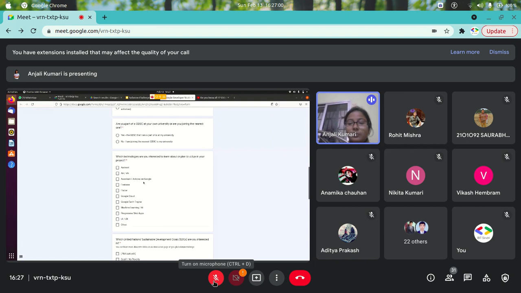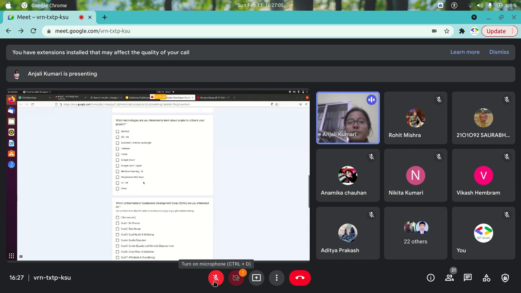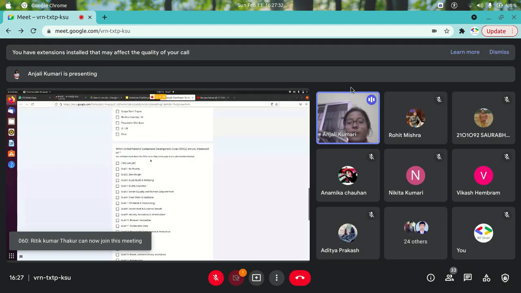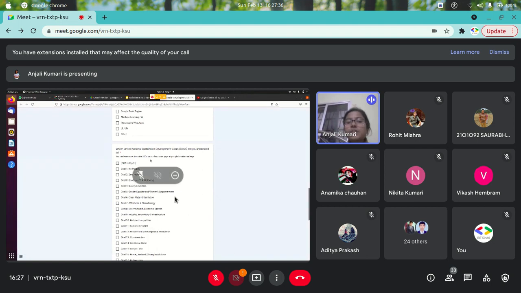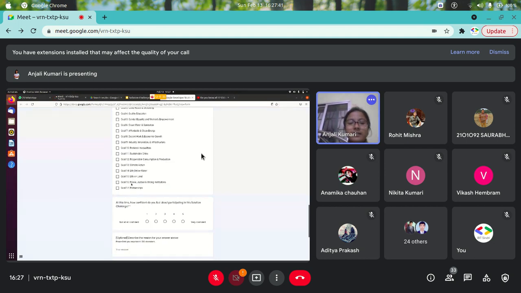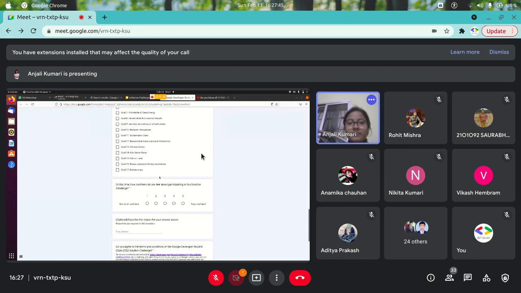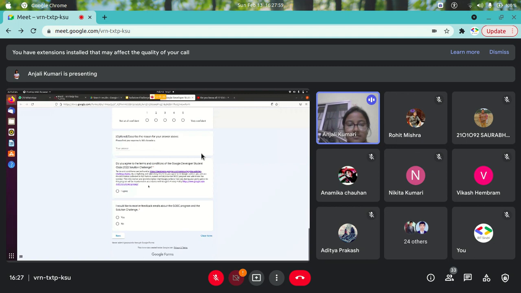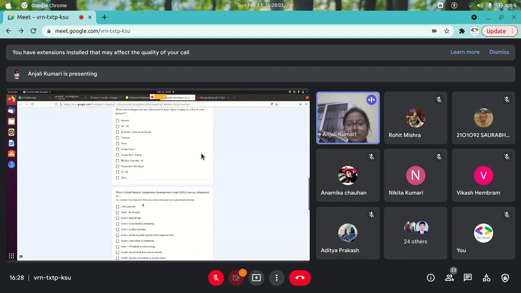Which technology are you interested to learn about or plan to utilize in your project? According to your idea, whatever technologies you are going to use, you can choose the relevant option. Okay, and if you are not sure about it, then you can just tick all of it and move ahead. Which United Nations 17 Sustainable Development Goals are you interested in? During the registration phase, if you are not sure which goals you are interested in, you can choose not sure yet. Okay. And how confident you feel at this time, you can answer this question according to your experience. Describe the reason for your answer. So this is all that I wanted to show you.